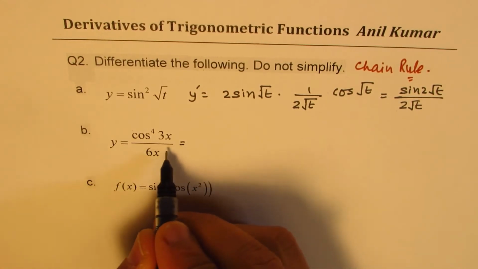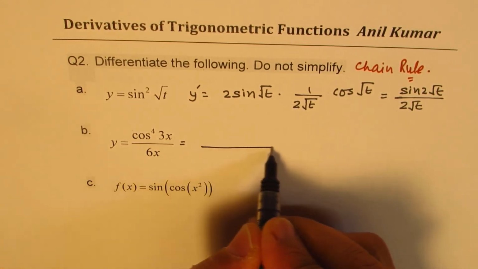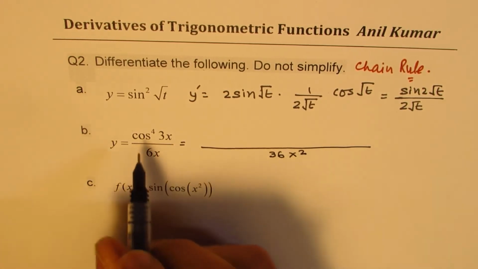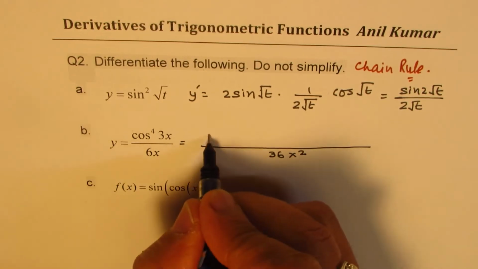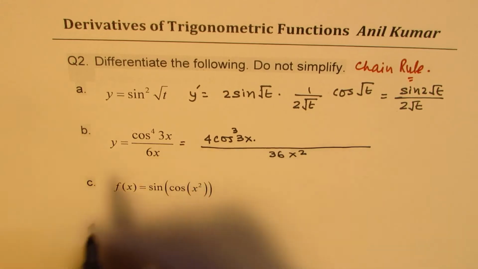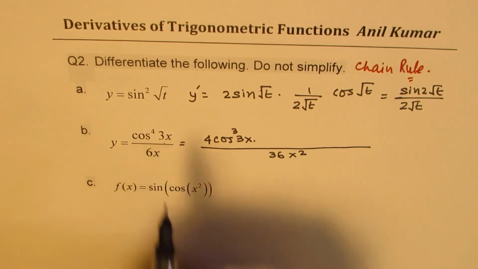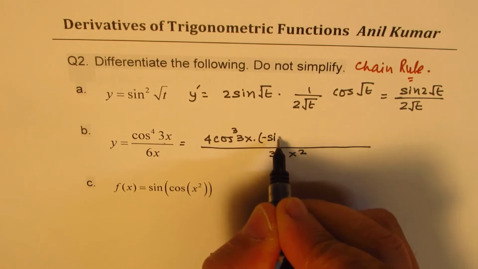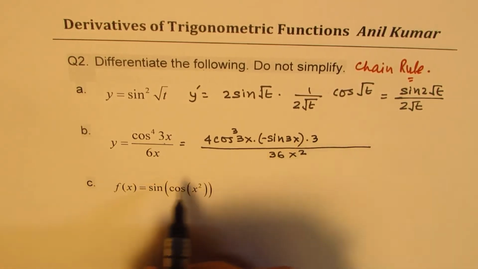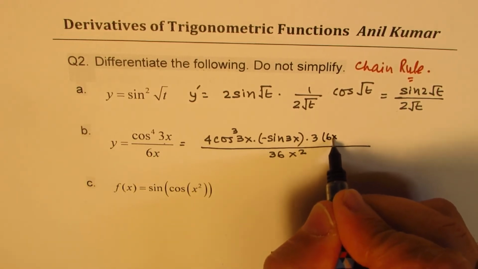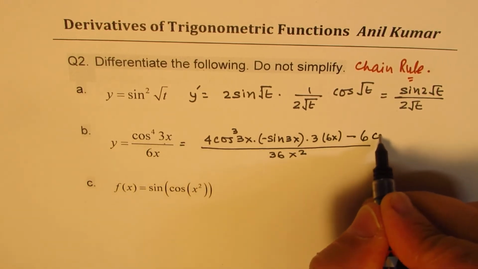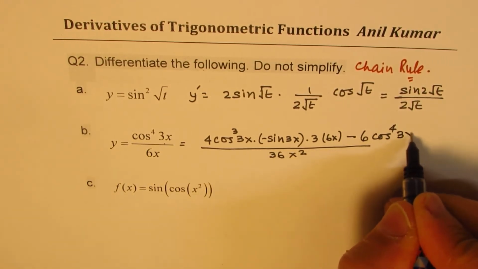Now here we'll apply the quotient rule. So we get in the denominator 6x whole square, which is 36x squared. Derivative of this part, which is 4 cos cube 3x, times the derivative of cos 3x, which is minus sine 3x, times the derivative of 3x, which is 3, right, times 6x, minus the derivative of 6x, which is 6, times cos to the power of 4 3x. Is it okay?